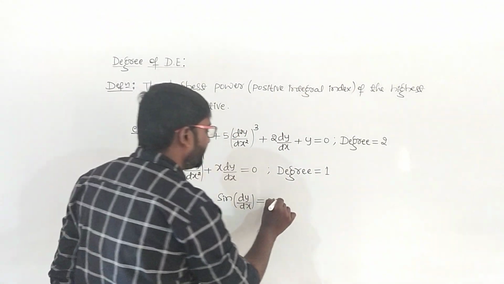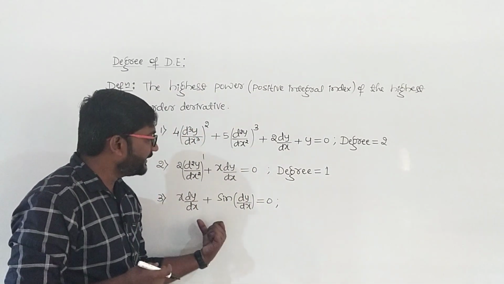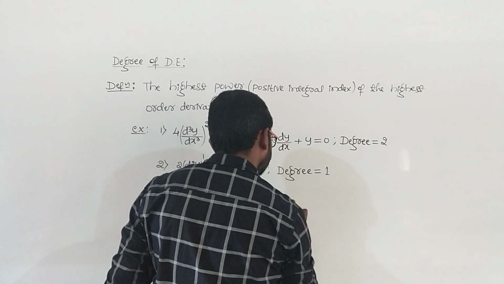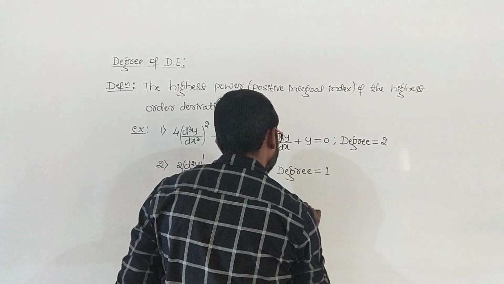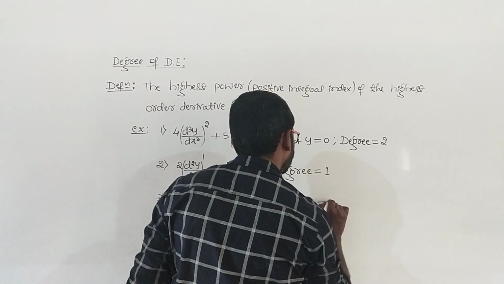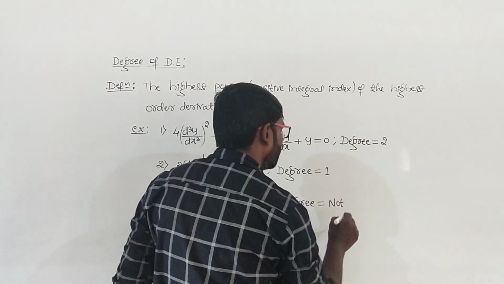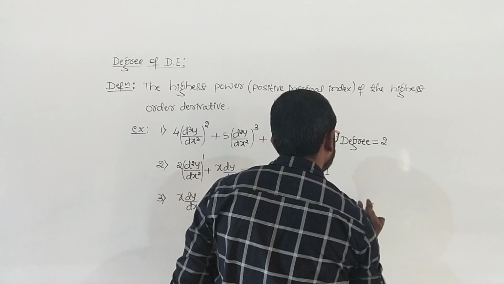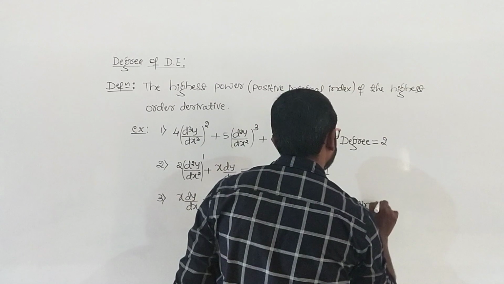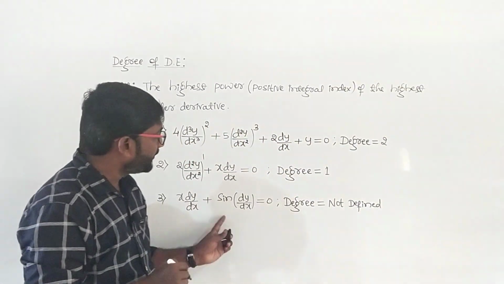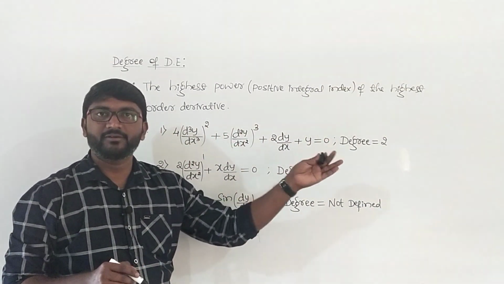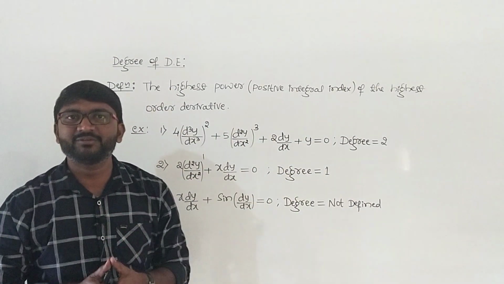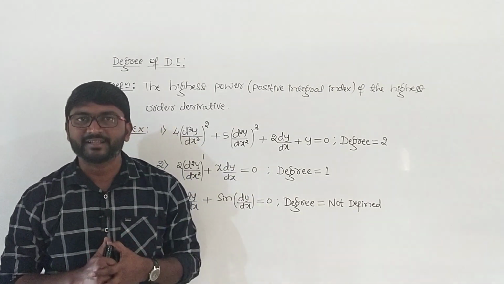For the third one, the degree is not defined because it is not a polynomial in derivatives. Degree is not defined. So whenever you get sine of dy by dx, cos of dy by dx, tan of dy by dx or log of dy by dx, the degree is not defined. So this is all about the introduction part of exercise 9.1.